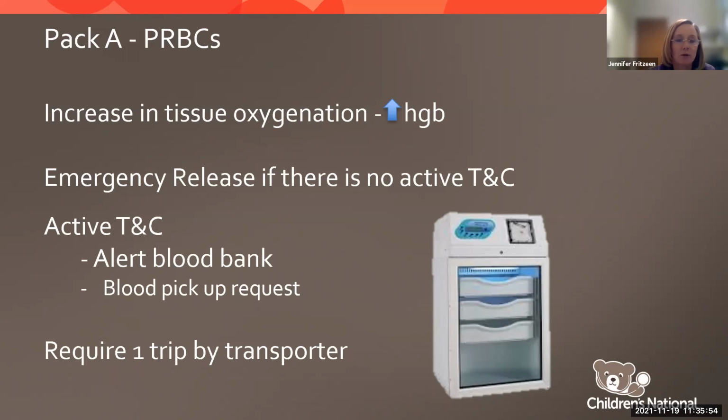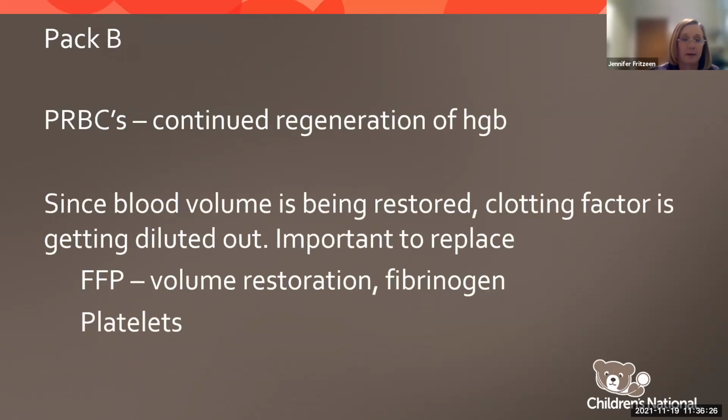If you're using emergency release or O negative, if there is no active type and cross in the system, so all your ED patients and even your PICU-SICU patients, check and see how old your type and cross is. If it is not current, you'll use the O negative and send another type and cross. If you have an active type and cross, you could alert the blood bank. You may still want to start with 1 unit of O negative until blood bank can then get you type specific blood to your unit. You do require a transporter in order to get anything from the blood bank.